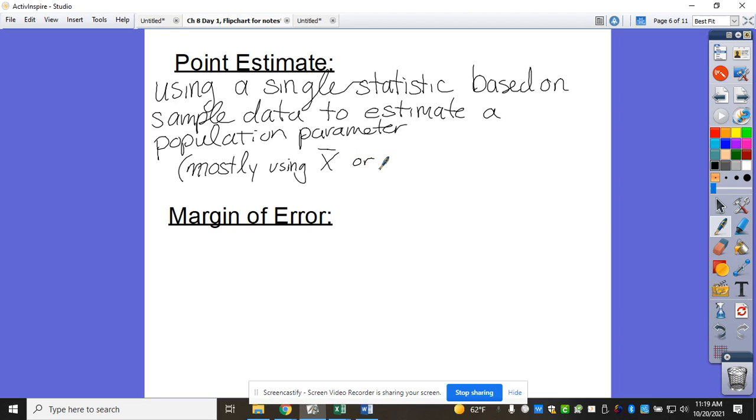what do you think is the other parameter we're most of the time going to try to be estimating? Proportion, and what's our proportion parameter? P. So mostly we would use X bar or P hat. Again, I could use S to estimate sigma. I could use all kinds of different statistics and parameters. But just like in chapter 7, we usually dealt with these two. That's most of the case that we're using.